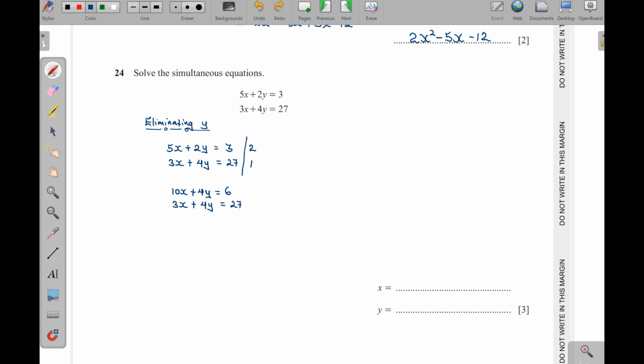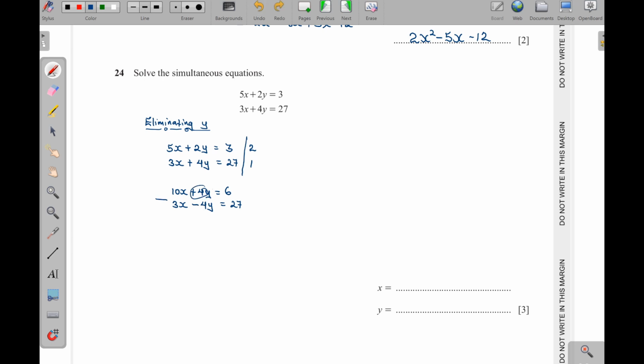Then we can just subtract, because if the sign is the same, you subtract. If the signs are different, then you are going to add. Suppose this one was a minus. To eliminate this one, you just add, because now if you put minus, you will say 4 minus minus 4.